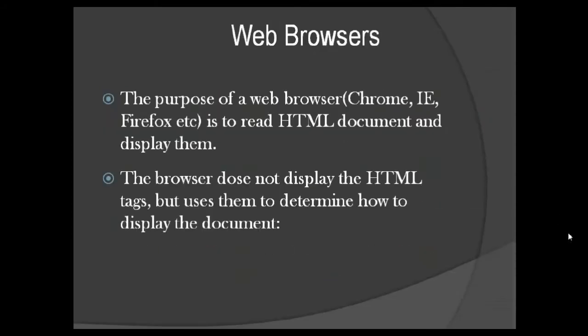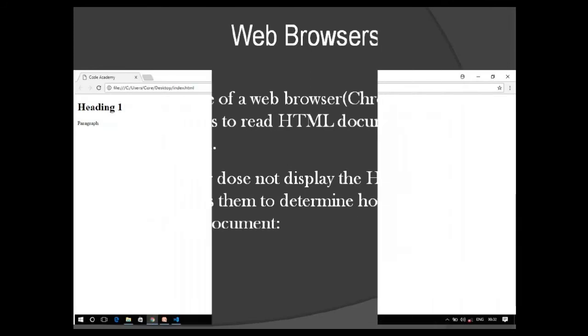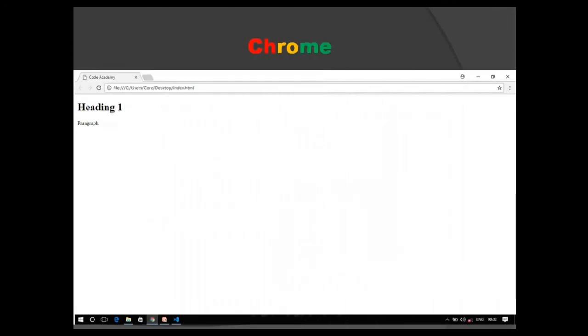Web browsers. The purpose of a web browser like Chrome, IE, Firefox, etc. is to read HTML documents and display them. The browser does not display the HTML tags but uses them to determine how to display the document, like you can see there.